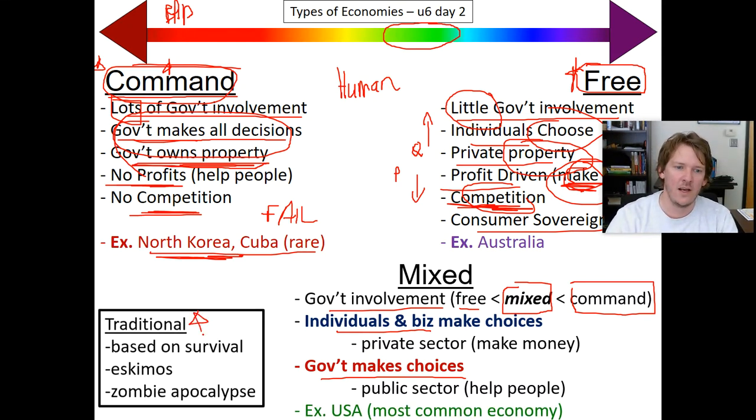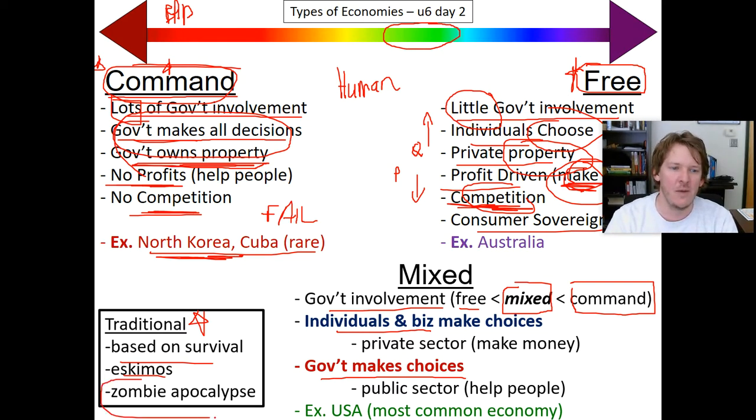Then there's this crazy thing called a traditional economy. The only thing you really need to know is if it pops up on a test. It's mainly based on survival. Eskimos or the Inuit practice this. This is day to day. They're not really trying to create mansions and giant cities and own a lot of private property. They're just functioning on a day to day. You could say survival, but a better word would be subsistence. That would be a more politically correct way of describing it.